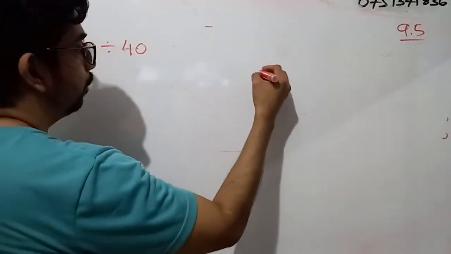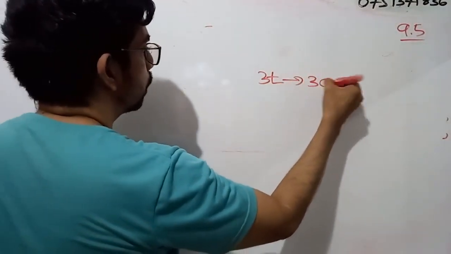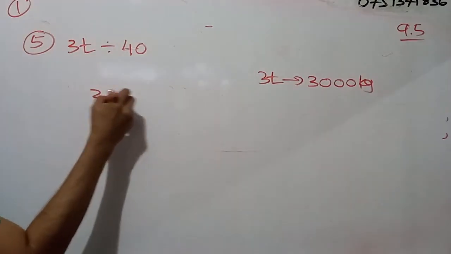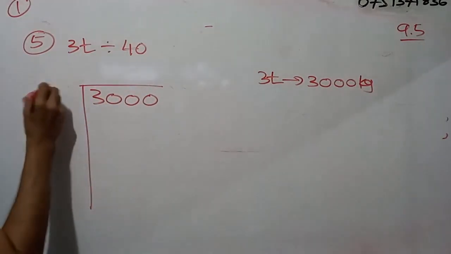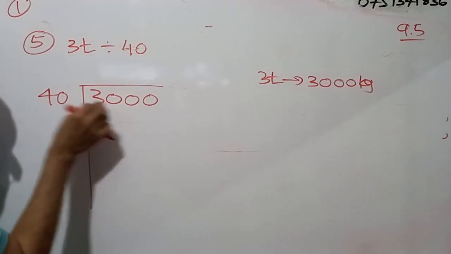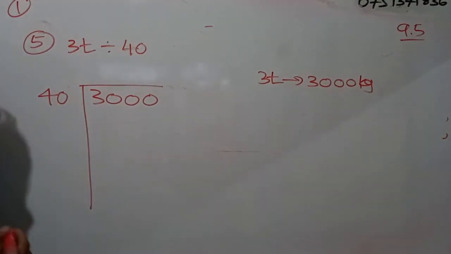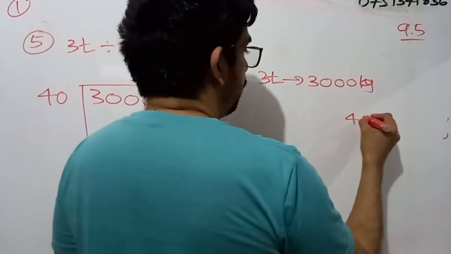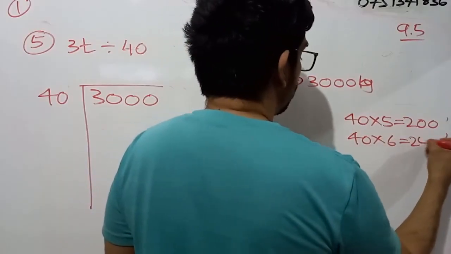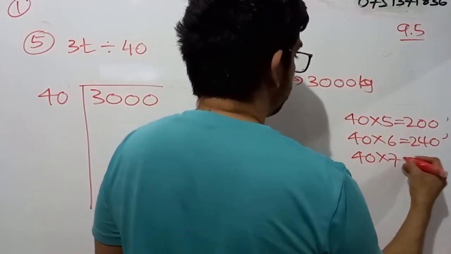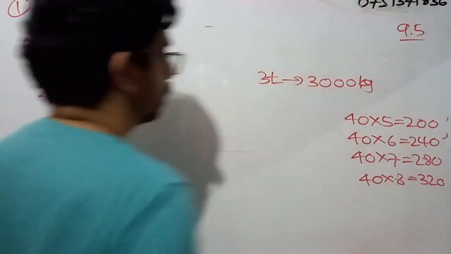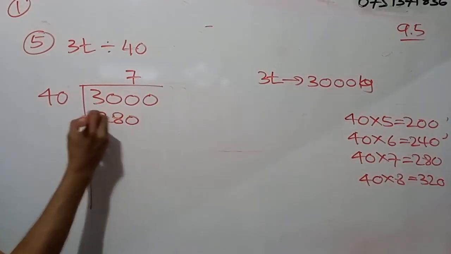Here also we will convert 3 tons into what? Kilograms. So this becomes 3,000 kilograms. Now what do we do? We divide 3,000 by the number 40. How many 40s are there for 3? None. How many 40s are there for 30? None. How many 40s are there for 300? We will see. If we take 40 into 5, that is 200. 40 into 6, that is 240. 40 into 7, that is 280. 40 into 8, that is 320. So 40 into 7, that is 280.